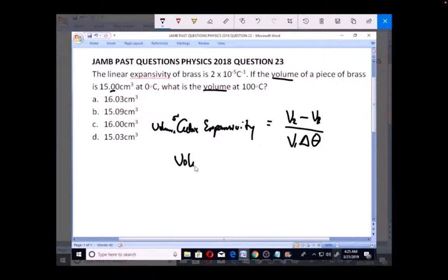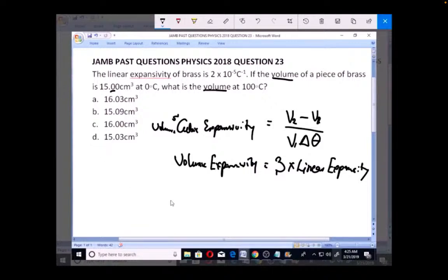Now this volume expansivity is also equal to 3 times the linear expansivity. So in case you are not given the value of your volume expansivity, you can get it from the linear expansivity value that you are given by simply multiplying it by 3. Once you multiply the linear expansivity by 3, you should be able to get the volume expansivity.